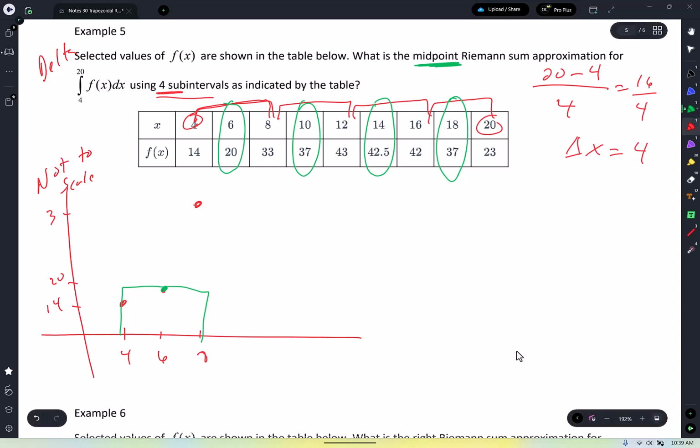So I'm going to go ahead and write it right here, guys. The delta x, the height of the first rectangle, or the width times height. Width is 4. And then the height is the one in the middle. The x equals 6 is the middle. So 20. That's my first rectangle. Do you guys see how I did it?